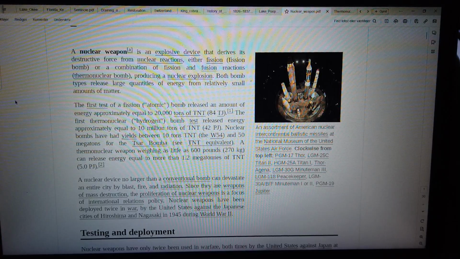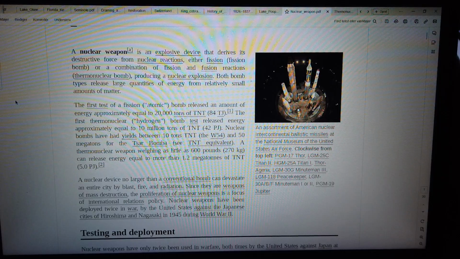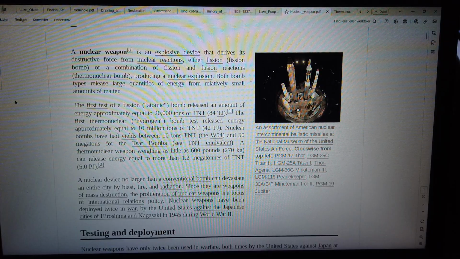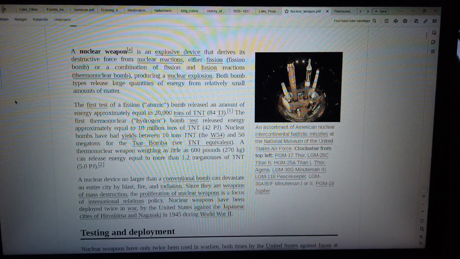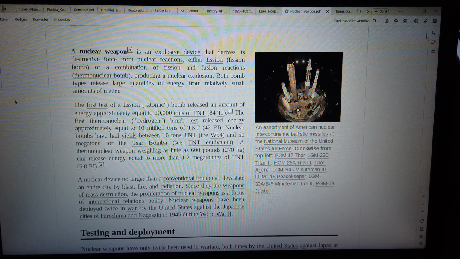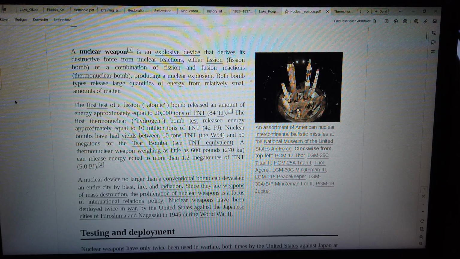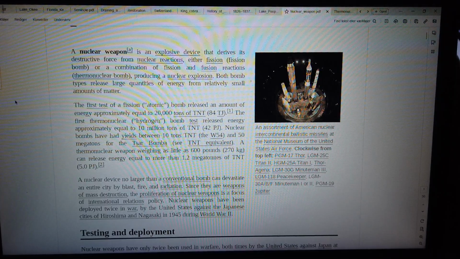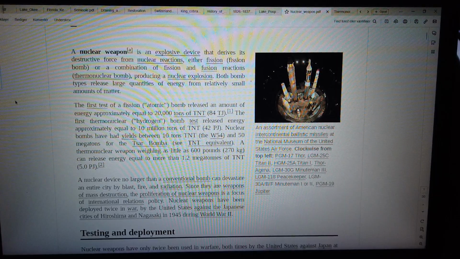A nuclear weapon is an explosive device that derives its destructive force from nuclear reactions, either fission (fission bomb) or a combination of fission and fusion reactions (thermonuclear bomb), producing a nuclear explosion. Both bomb types release large quantities of energy from relatively small amounts of matter. The first test of a fission (atomic) bomb released an amount of energy approximately equal to 20,000 tons of TNT (84 TJ). The first thermonuclear (hydrogen) bomb test released energy approximately equal to 10 million tons of TNT (42 PJ).